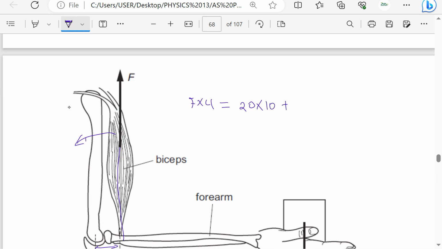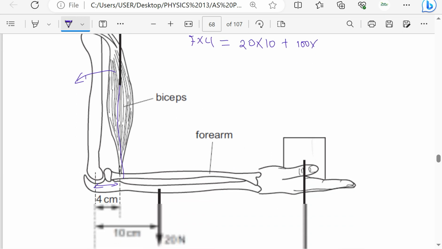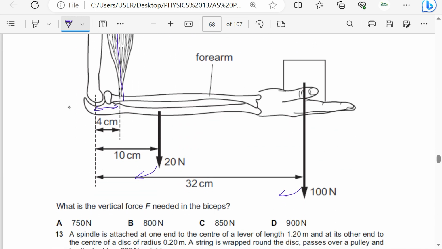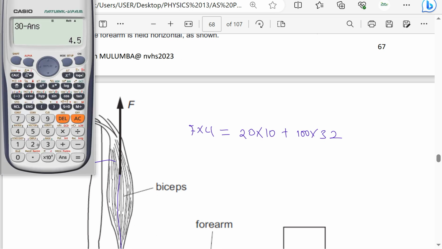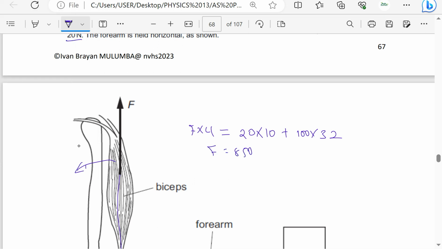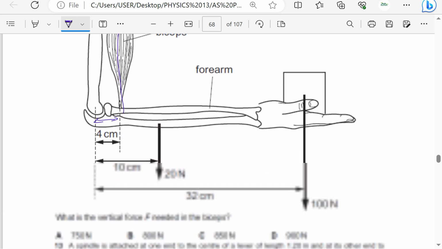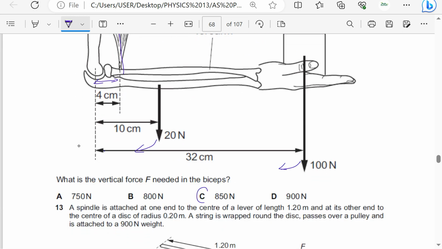plus 100 newtons times the perpendicular distance, which is 32. So this is times 32. I didn't change the units because centimeters on both sides cancel out. So we have 200 plus 3200, divided by 4, 850. So F is 850 newtons. So it means our answer is going to be C.